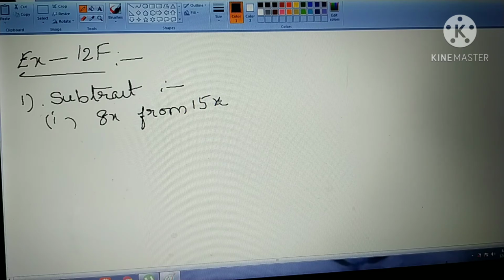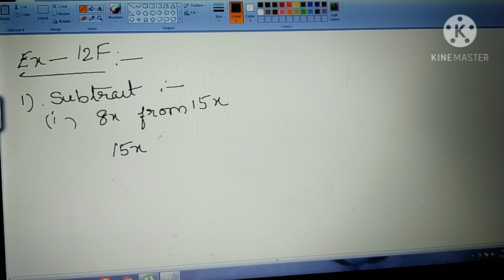See this problem, exercise 12f, first problem, subtraction. Okay, first one: 8x from 15x. We have to subtract 8x from 15x. So we have to do from 15. We have to subtract 8x from 15x. So what do we have to write first? 15, you have to write.